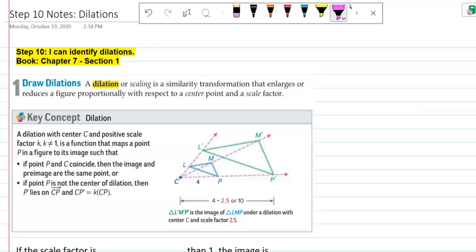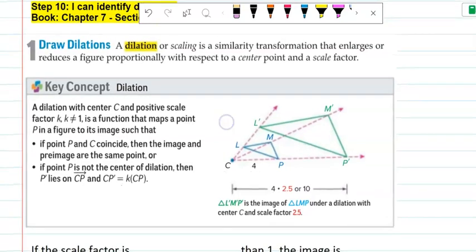Hello and welcome to step 10 in geometry, where we're going to talk about all things dilations. These are similar to the transformations we've already talked about in unit 2, but slightly different. In our translation, rotation, and reflection, no matter if we were doing one or two transformations, the size and shape of the figure stayed the same, right? They were congruent from the beginning to the end.